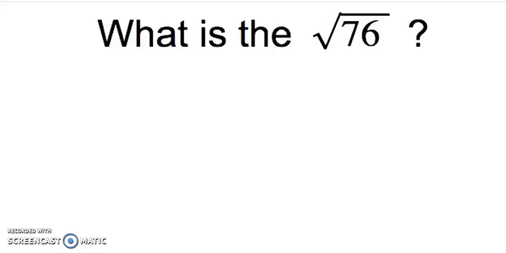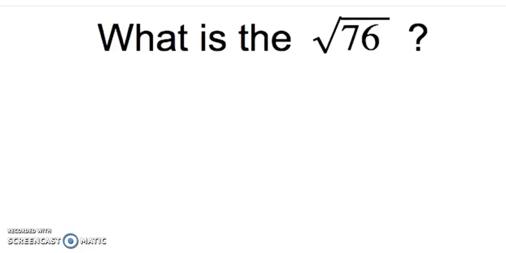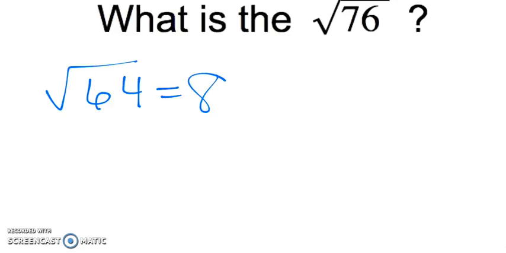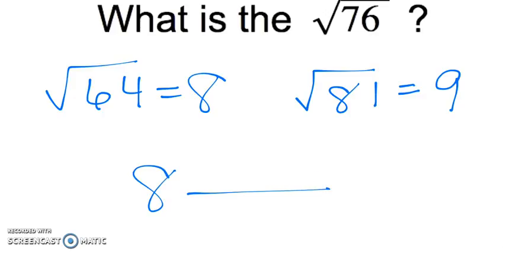So the first thing we're going to think about is a number that's slightly smaller than 76, that's a perfect square, and one that's slightly bigger, that's a perfect square. So if I go smaller, the first one I come to that's closest would be the square root of 64, which would be equal to 8. Going a little bit larger would be the square root of 81, which is equal to 9. Therefore, I know that the square root of 76 lies somewhere between 8 and 9.